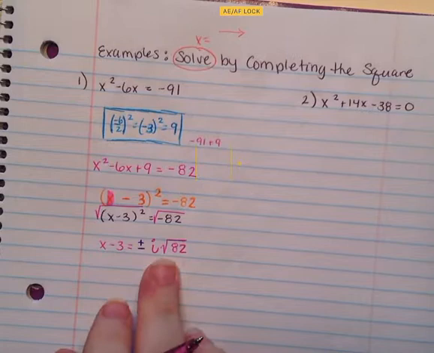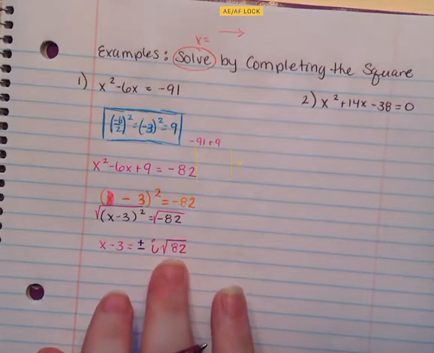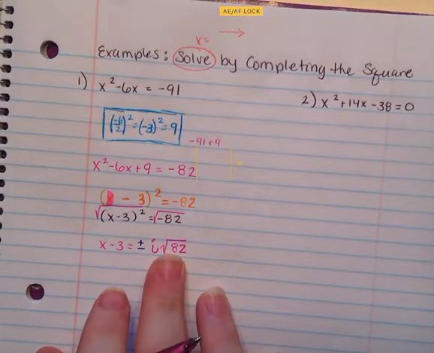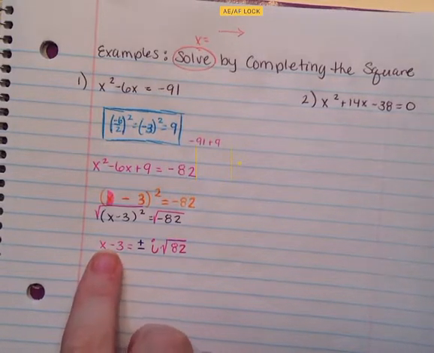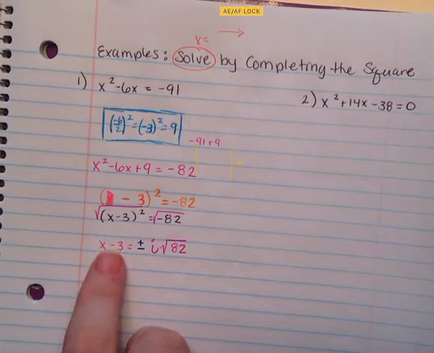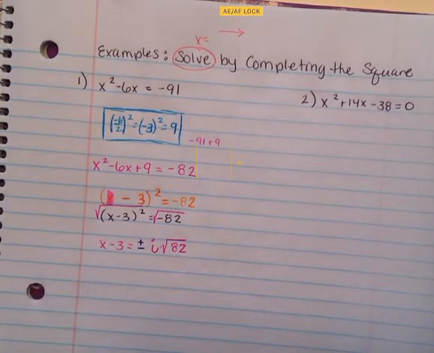And because it's imaginary, we're actually going to keep our value like this. We're not even going to change it to a decimal value. We're going to keep it with that i square root of 82. Now the only thing left to do is to still solve for x. We still have to move that negative 3 over. So to move that negative 3, we want to add the 3 to the other side.